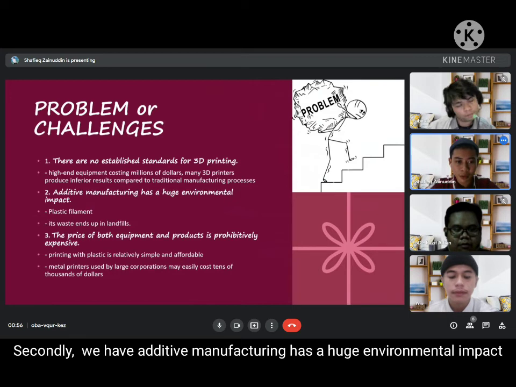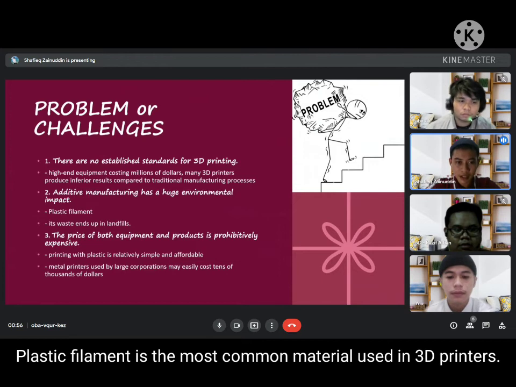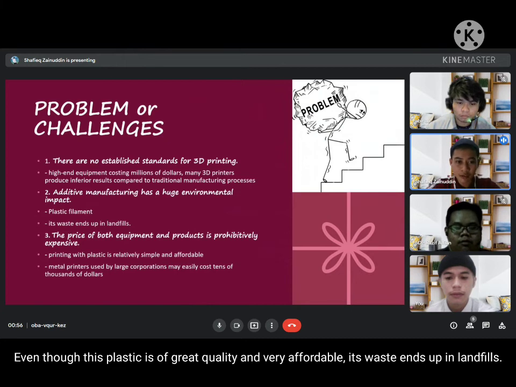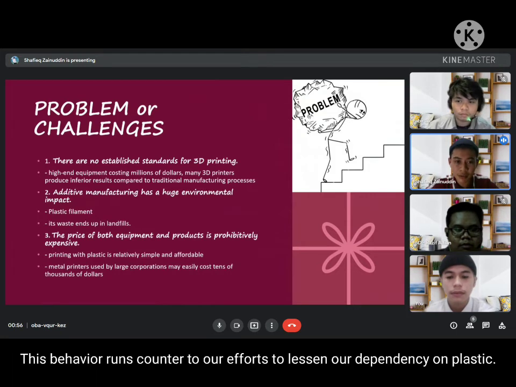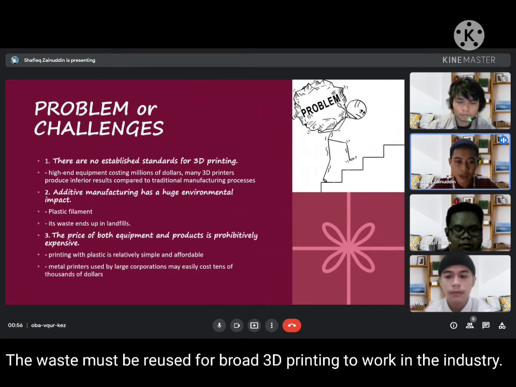Secondly, we have that additive manufacturing has a huge environmental impact. Plastic filament is the most common material used in 3D printers. Even though this is of great quality and very affordable, its waste ends up in the landfills. This behavior runs counter to our effort to lessen our dependency on plastic. The waste must be reused for broad 3D printing to work in the industry.